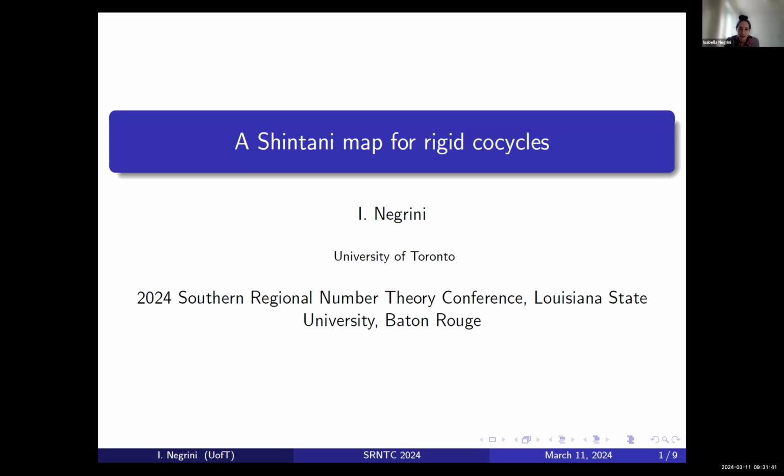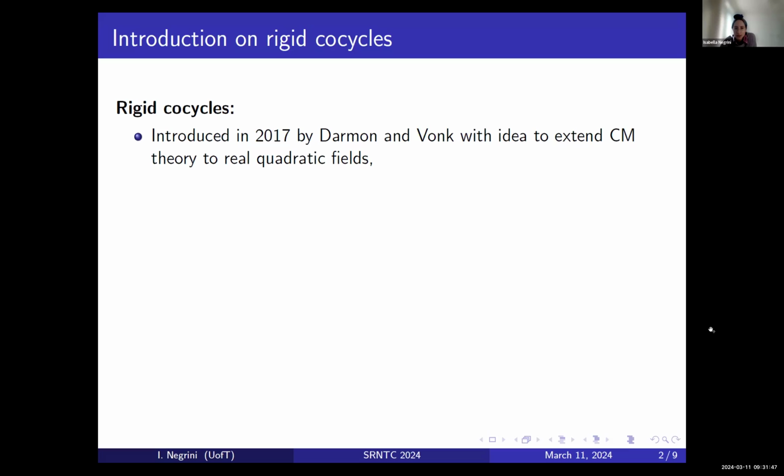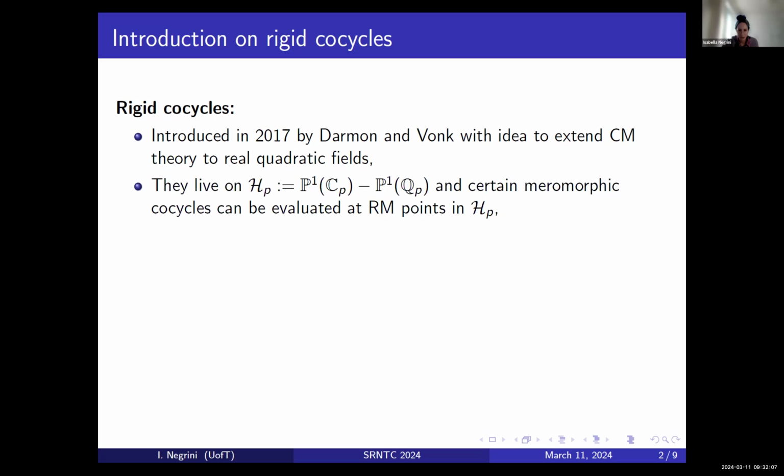Okay, so thank you for the invitation. I'm going to start with a short introduction on rigid cocycles. These objects were introduced in 2017 by Darmon and Vonk with the idea of extending complex multiplication theory to at least real quadratic fields. And we will define them more precisely later in the talk.